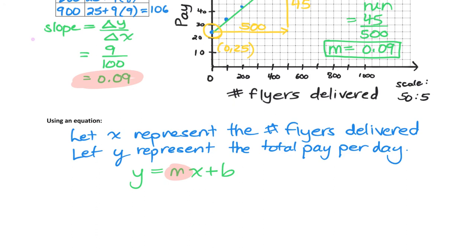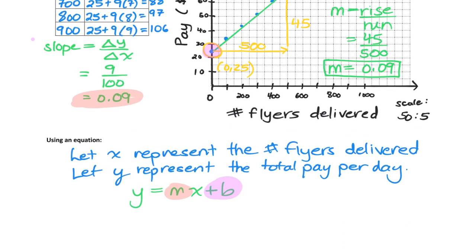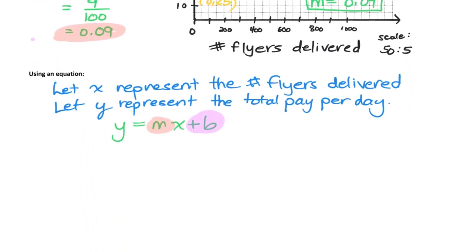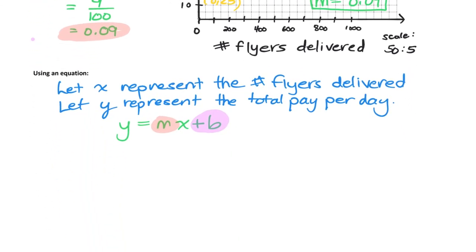There's two ways that we can know that. One is to look at this point, our b, on our y-intercept. But I can also scroll up to the top, and I can find out what it says on our table of values when x is 0. So that's our starting point. So the y-intercept is the same as the initial value, which is 25. So if I deliver 0 flyers, I will be paid $25.